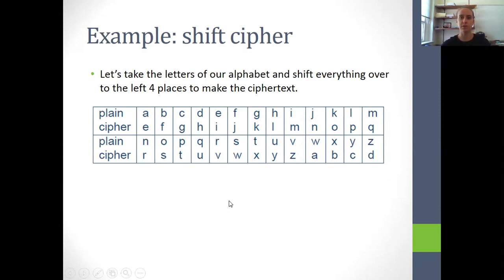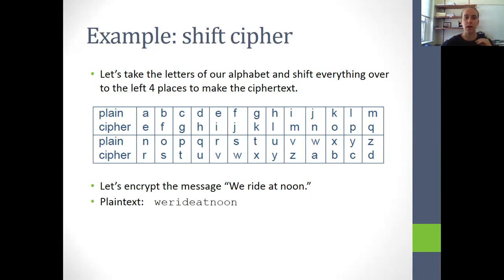All right, so I'm going to leave that table there. And let's encrypt the message, "We ride at noon." And again, we need to get rid of all the spaces, capital letters, punctuation, etc., and condense our message down. So our plain text looks like this. All right, so how do we encrypt this? Oops, sorry. Gave it away a little bit too early.